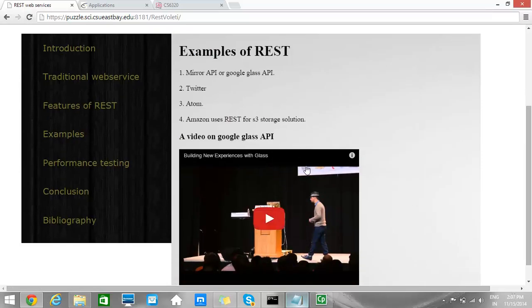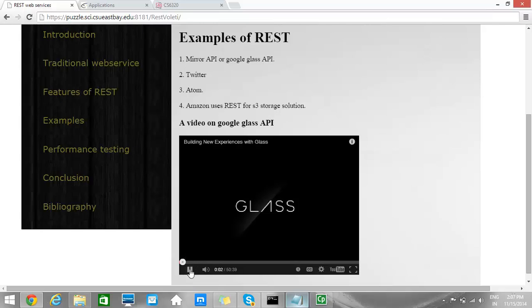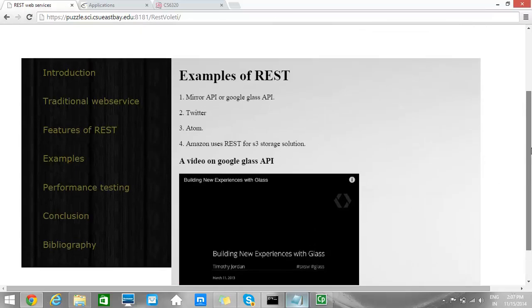Here is a video on the Google Glass API, which I felt was very interesting. In this video, it gives details about the Google Glass API. If you're interested, we can watch it.